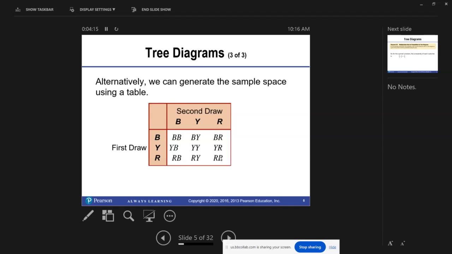And so what's the probability that you would spin a blue and then a yellow? Well, there's only 1 blue and yellow possibility, so it would be 1/9. Okay. Now, once again, the table's probably a little more organized and doesn't take up quite as much space, but if you have more than 3 or 4 possibilities on each one, it can still get a little complicated.